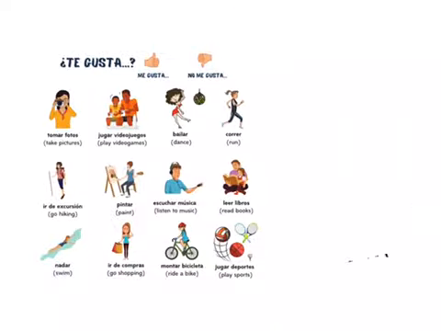So we're going to use these with some hobbies. I like to start off by practicing the pronunciation. Tomar fotos, take pictures. Jugar videojuegos, to play video games. Bailar, to dance. Correr, to run. Ir de excursión, to go hiking. Pintar, to paint. Escuchar música, listen to music. Leer libros, to read books. Nadar, to swim. Ir de compras, to go shopping. Montar bicicleta, to ride a bike. And jugar deportes, to play sports.